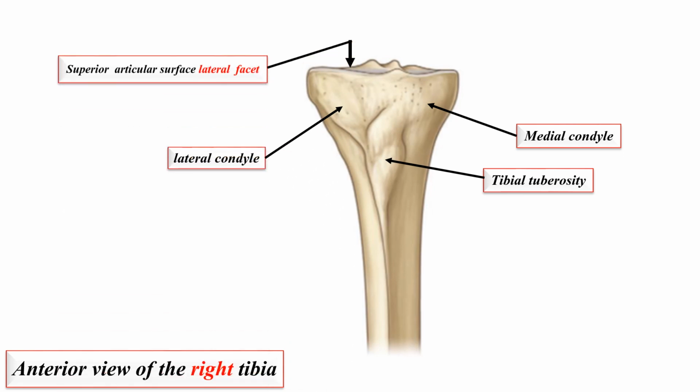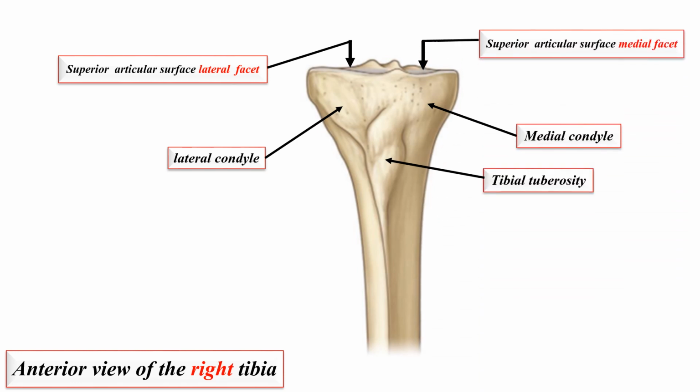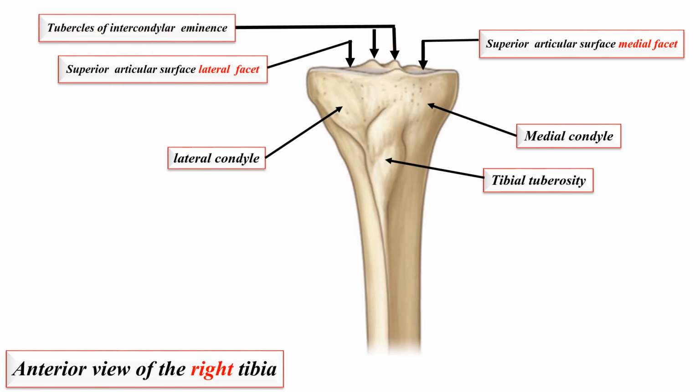This is the lateral facet in the superior articular surface for articulation with the lateral meniscus and the lateral femoral condyle. This is the medial facet in the superior articular surface for articulation with the medial femoral condyle and the medial meniscus. Between the medial and lateral facets, those are the tubercles of the intercondylar eminence.